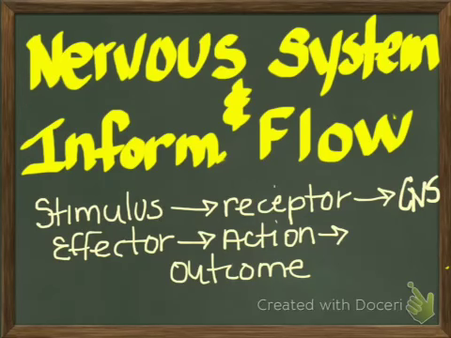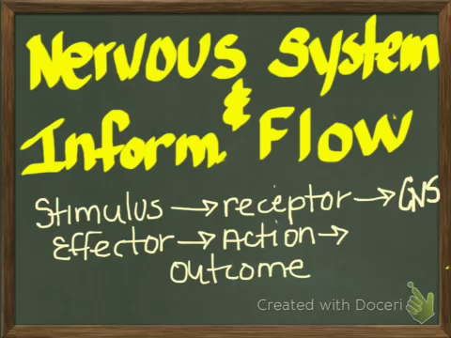Hello everyone. This is a series of videos that is going to talk about the nervous system and its organization. This information is found in chapter 12 of your text. It's also found in your outlines and your PowerPoint slides having to do with this chapter.